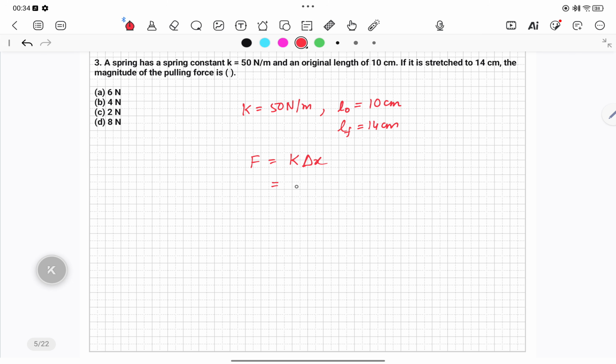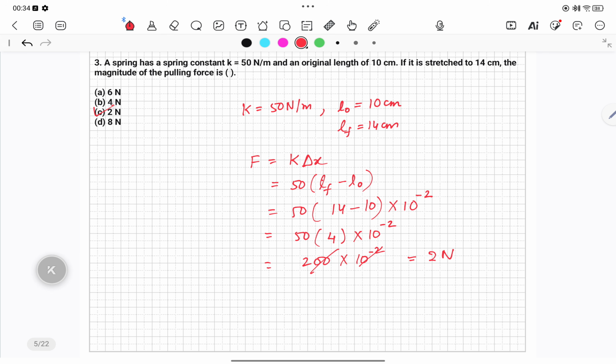So here we will put the value of K, that is 50, into the change in length, which will be L final minus L initial. So 50 into 14 minus 10 centimeter. Now we will convert centimeter into meter, which means it will be 10 raised to power minus 2. When we solve this, 14 minus 10 is 4 into 10 raised to power minus 2. 50 into 4 is 200 into 10 raised to power minus 2. So it will become 2 Newton. So option C is correct.